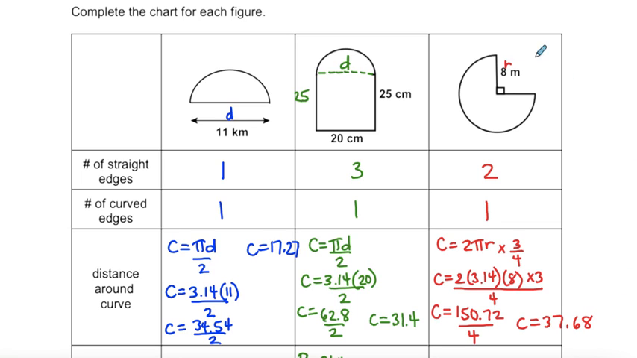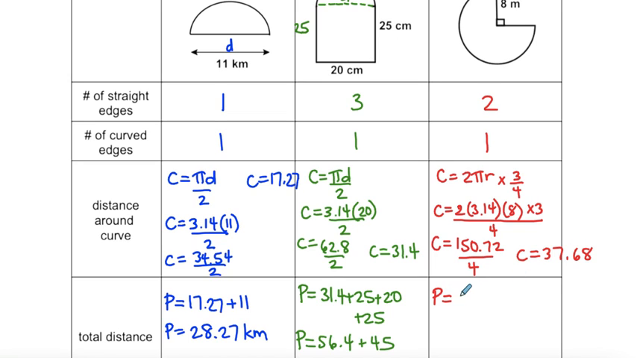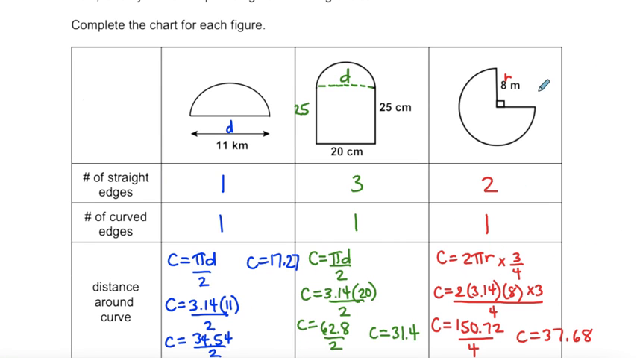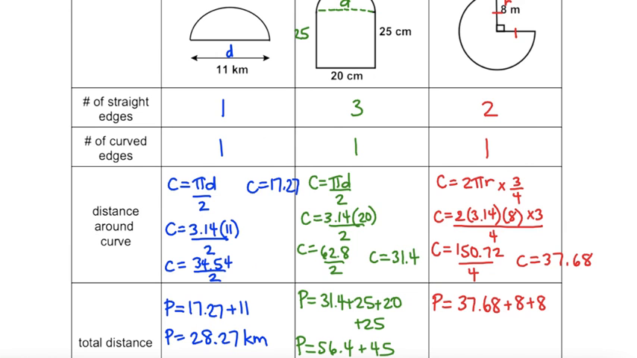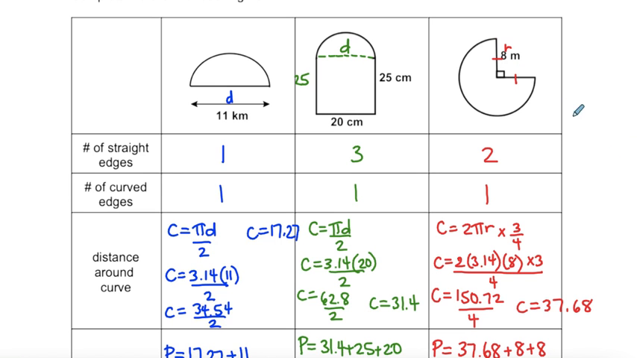So now that I've calculated the circumference of my curved section, I'm going to find out the perimeter of my total shape. So I'm taking my curved section and I'm adding it to one of the straight edges, which is 8, plus the other straight edge, which is also 8, because these are both going to be the same width because they are both the radius. And just like I multiplied all of my numbers in the numerator at the same time, I can go ahead and add those all together at the same time as well. So 37.68 plus 8 plus 8 is equal to 53.68, and my units are meters.